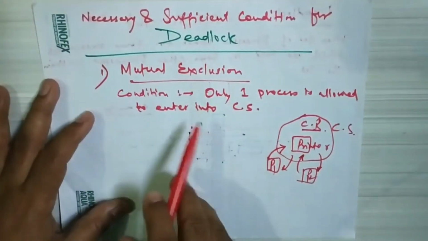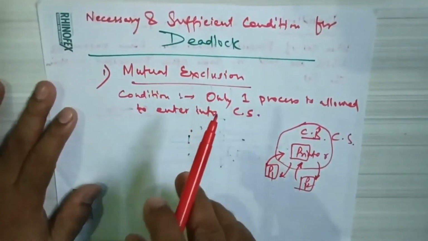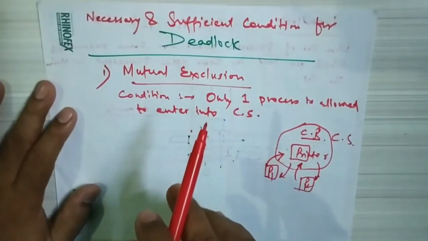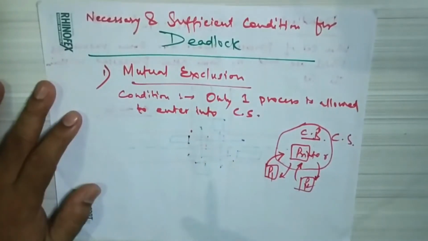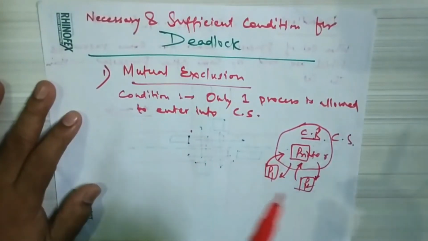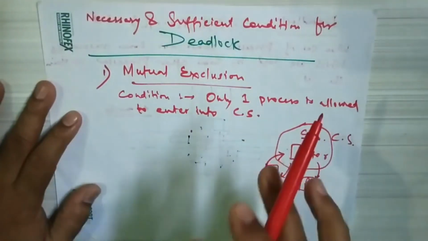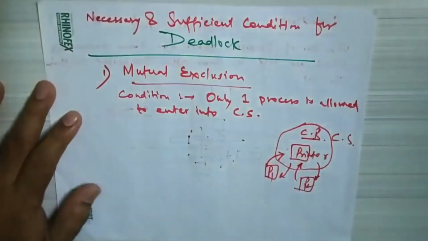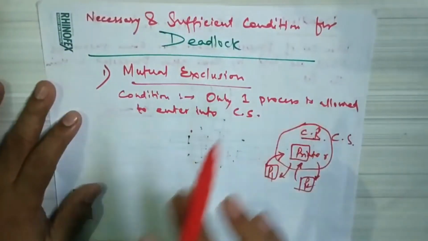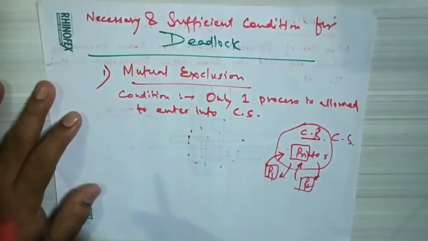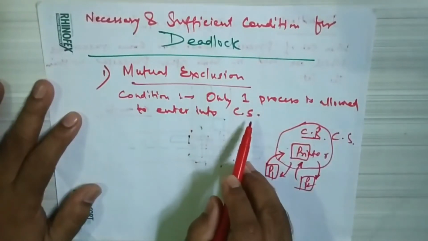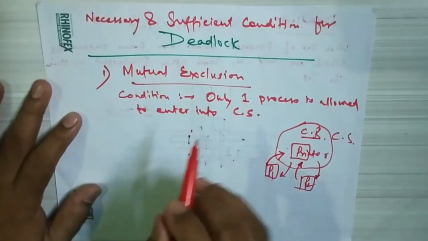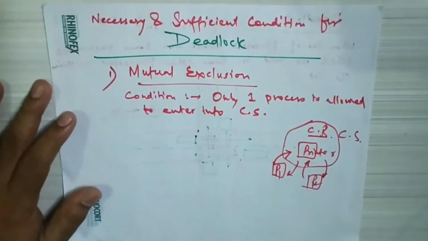According to mutual exclusion, only one process is allowed inside the critical section region. Once a process has been allocated a particular resource, it has exclusive use of the resource. No other process can use a resource while it is allocated to a process. So only one process is allowed to enter the critical section. This is the mutual exclusion condition.